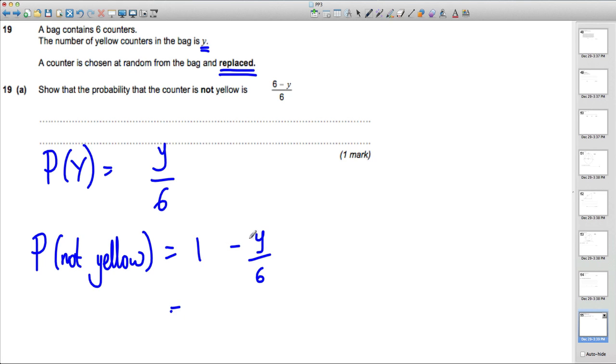Now, if you're trying to work this out, you can't subtract numbers and fractions until the bottom numbers are the same. 1 is really 1 over 1. So if you want to make this over 6, you multiply top and bottom by 6. 6 over 6 subtract y over 6, which actually is 6 subtract y over 6, as you were asked.